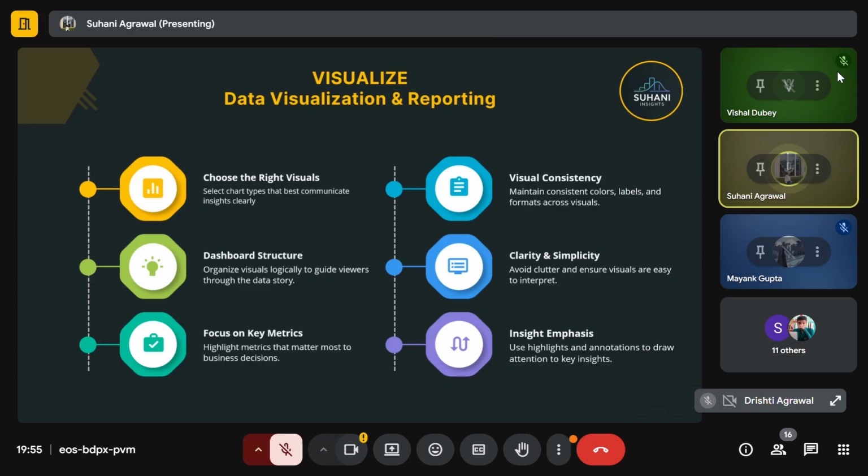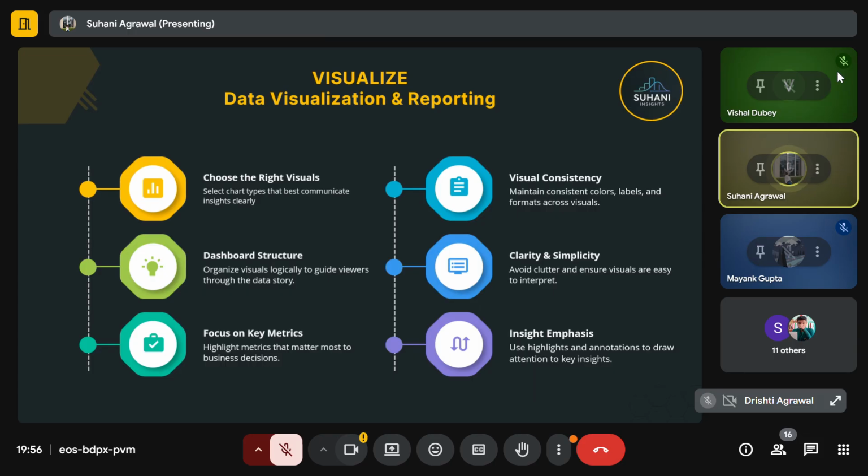So for that, I need to choose the right visuals. By the right visuals, I mean the chart type should be perfect. They should be the best to communicate what my insight findings are. Then the dashboard structure should be there. I shouldn't place the charts and KPIs all over. I should place all the KPIs in a line, all the slicers in a line. So the dashboard is structured in a way where the manager can analyze my dashboard within a few seconds or within a few minutes.